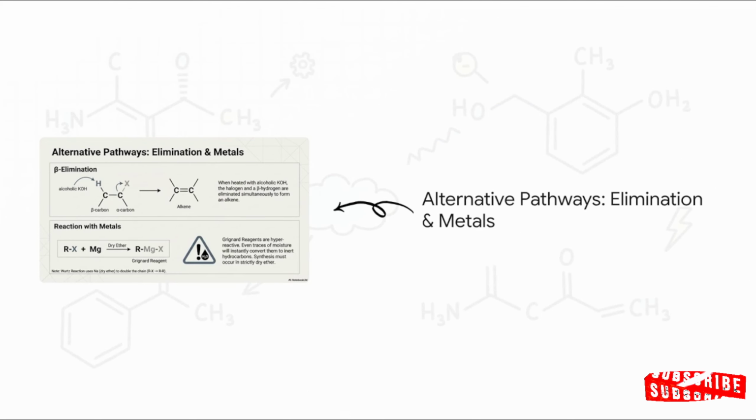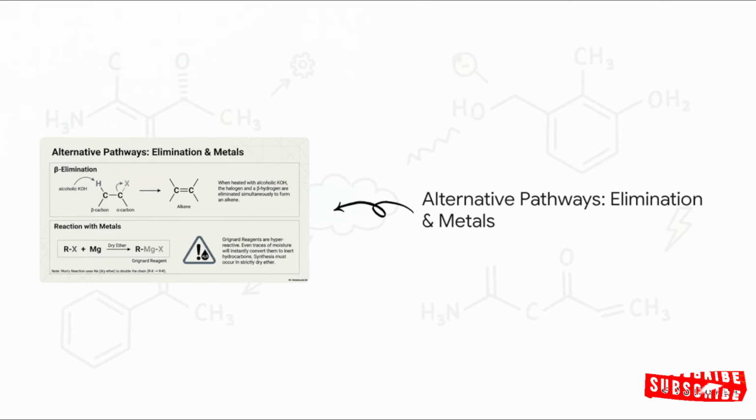But here's a crucial point. Substitution isn't the only possible outcome. If you take a haloalkane and heat it up with alcoholic potassium hydroxide, it won't substitute at all. It undergoes beta elimination. The halogen and a hydrogen from the adjacent beta carbon are ripped away simultaneously to form an alkene double bond. Another amazing alternative is reacting with metals.